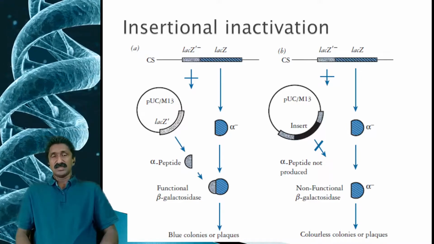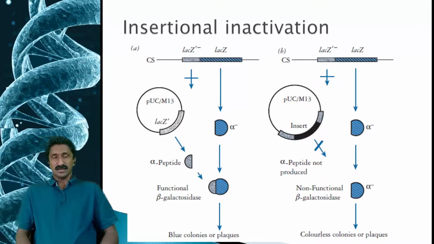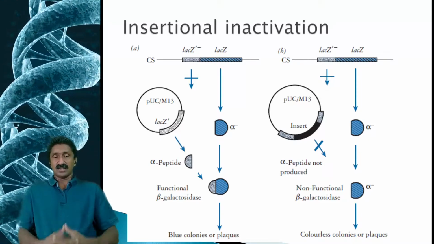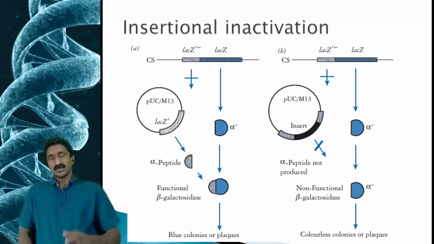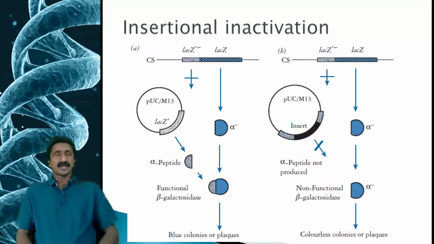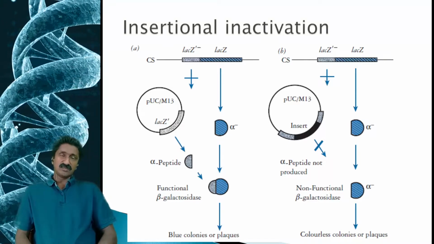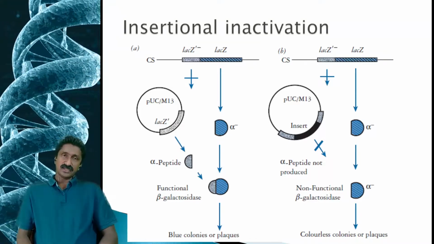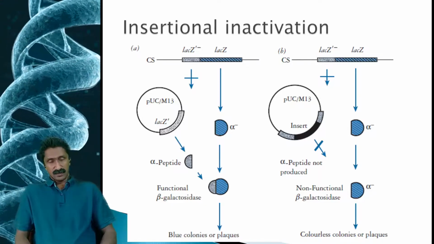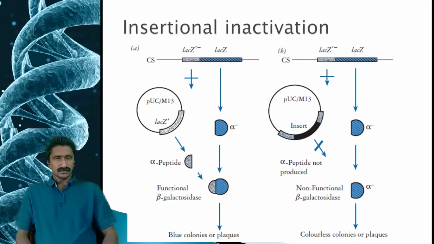So that means a successful recombinant with the rDNA will not have the functional beta galactosidase gene, or the beta galactosidase protein is not produced, and that type of colonies or plaques will turn white, which can be easily identified in the screening process. Is it clear? Yes, sir. Yes, sir.